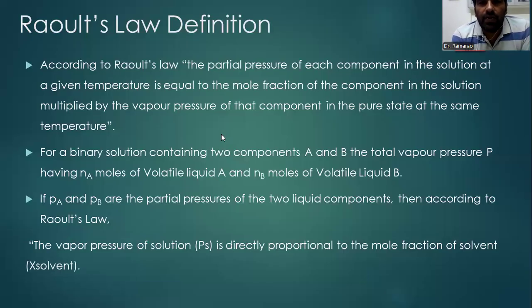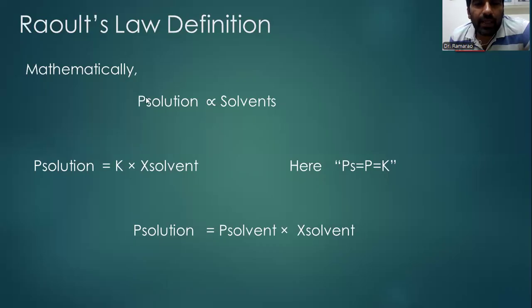Let us take a binary solution of two components A and B. The total vapor pressure P, having Na moles of volatile liquid A and Nb moles of volatile liquid B. So PA and PB are the partial pressures of the two liquids. According to Raoult's law, the vapor pressure is directly proportional to mole fraction. So mathematically, P solution is directly proportional to X solvent. So here P solution equals K into X solvent. Here P solvent equals K. Means P solution equals P solvent into X solvent.